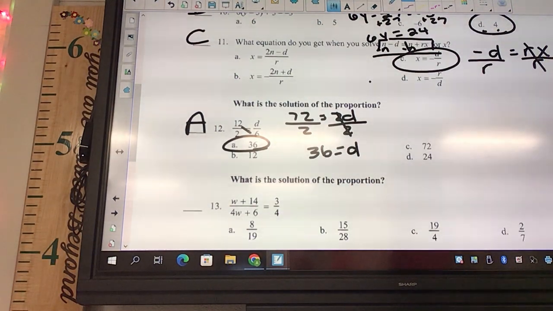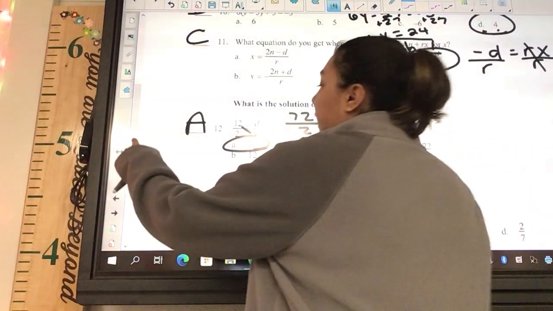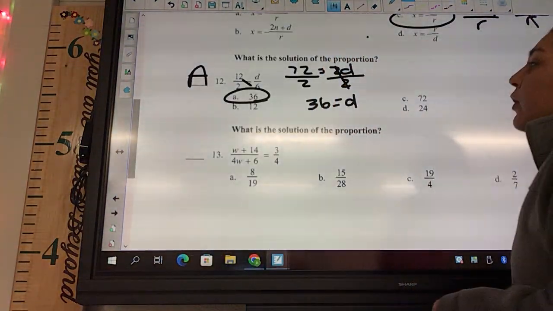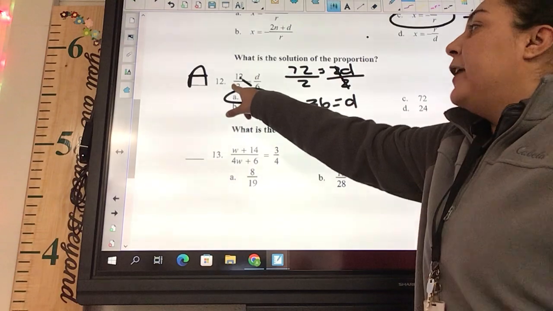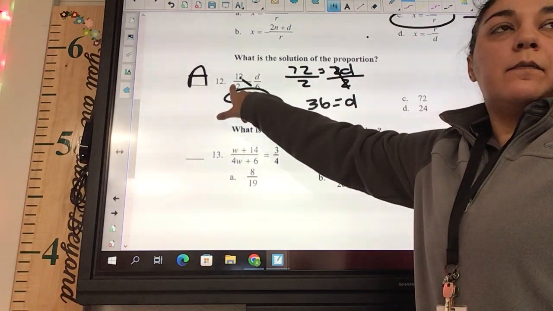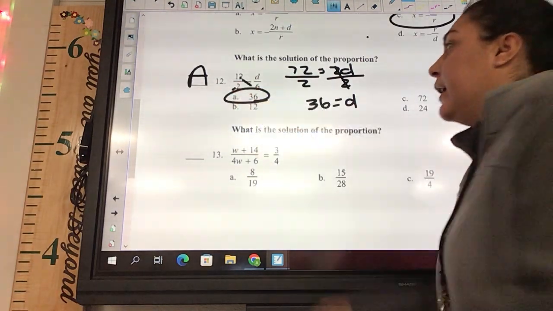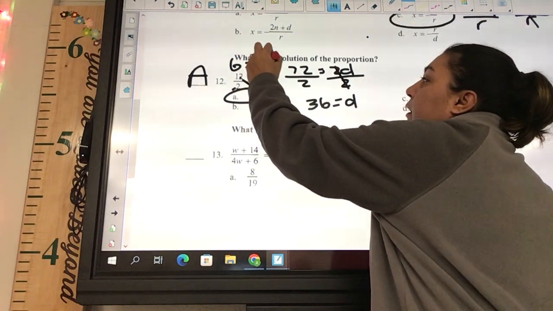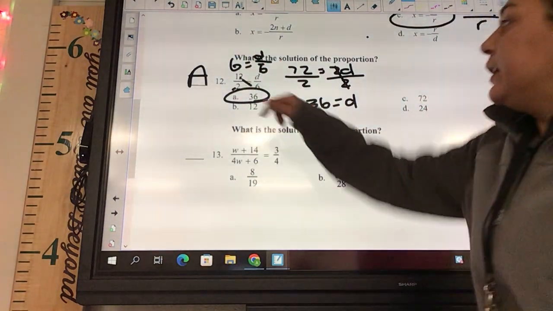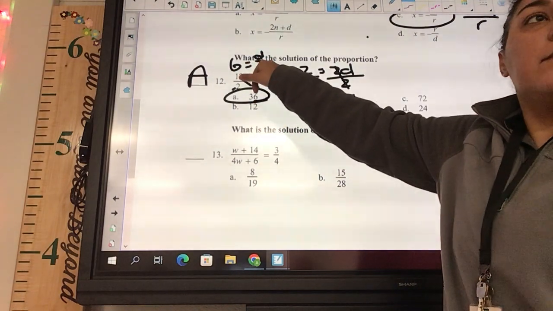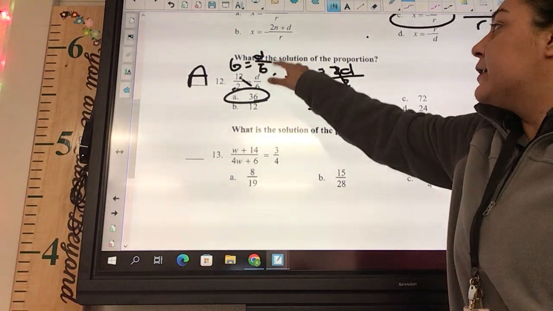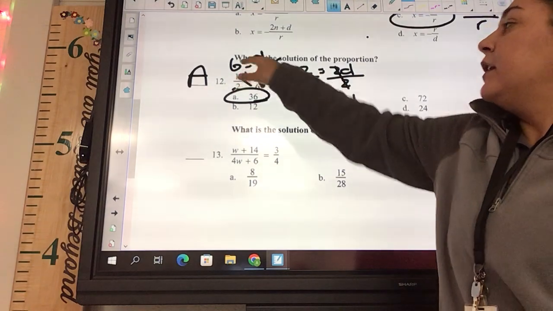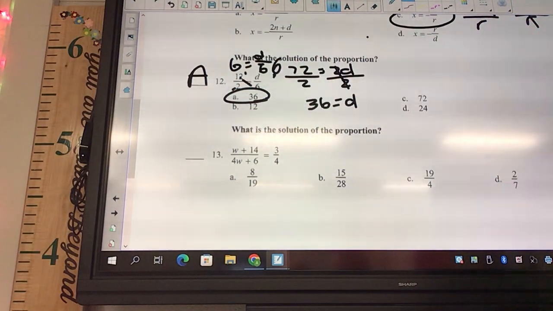Okay, 13. Same thing. We can go here and say 12 divided by 2 is 6, equals D over 6. So 36 divided by 6 is 6. Is 6 equal to 6? You could do that with almost anything you're plugging into.